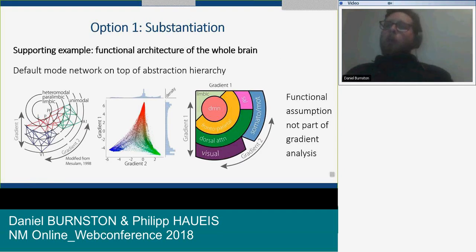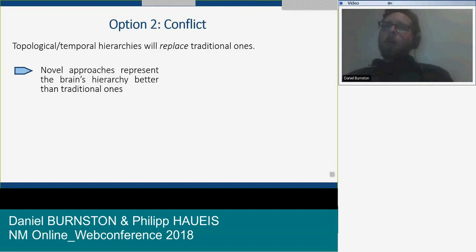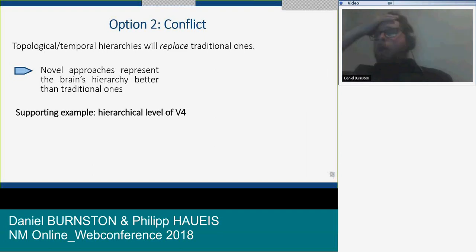Okay, so stemming from that, the second option is to go the other way and say, well, look, the traditional processing hierarchy and the topological hierarchies just invoke very different notions of levels. To the extent that there's data that can be incorporated by one as opposed to the other, we might actually take these two different kinds of hierarchy to be in conflict with each other. And you might even think, if you're of this persuasion, that the topological hierarchy will come to replace traditional hierarchies. So one data point that we think is particularly troubling for the traditional hierarchy view is the area V4.